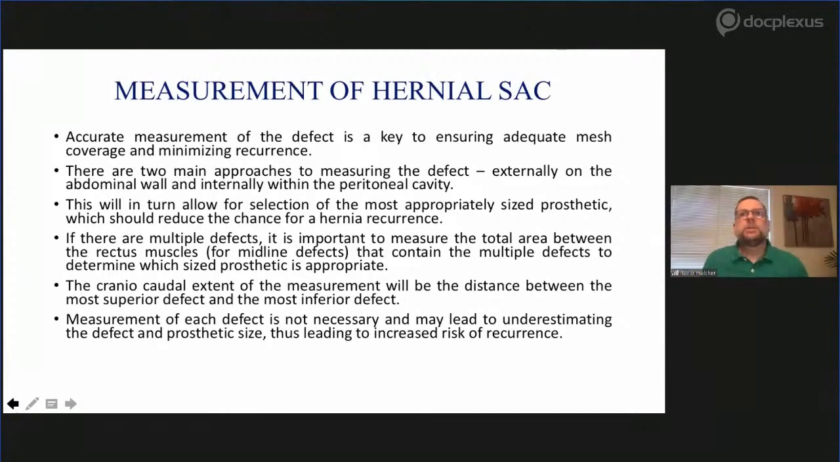I completely agree that the ratio of the mesh area to the defect is better than just a plain 5 centimeters overlap. I use 5 as my minimum overlap, and I always try to use a big mesh.